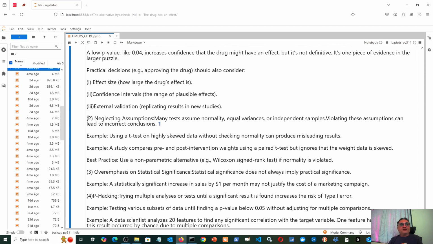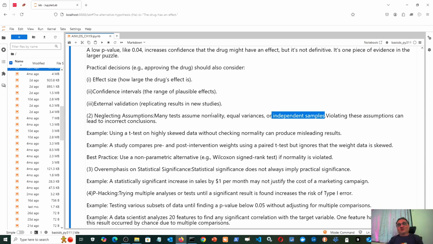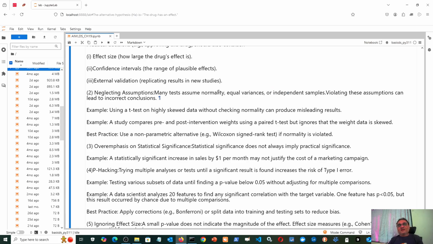Then the second pitfall is neglecting the assumptions. For example, if your test assumes normality or equal variance or independent samples, but you conduct the test without checking your data for normality, or your data did not obey normality and still you carried on with your test. Equal variance was also not found, but you carried on with your test. While taking samples, you were not careful and therefore samples were not independent. So in that case, even though you conduct the test perfectly, you have violated the basic assumptions. So incorrect conclusions will come.